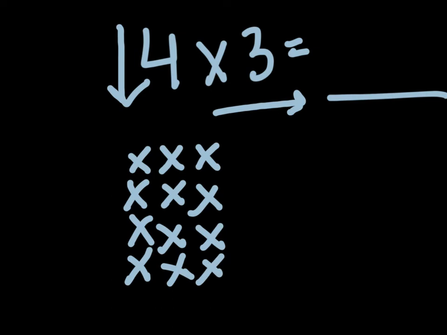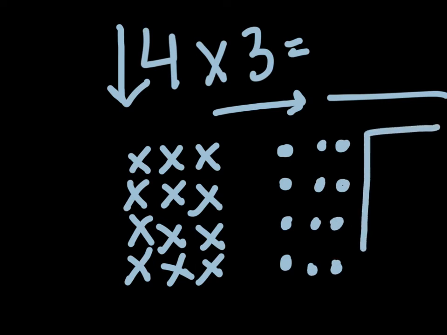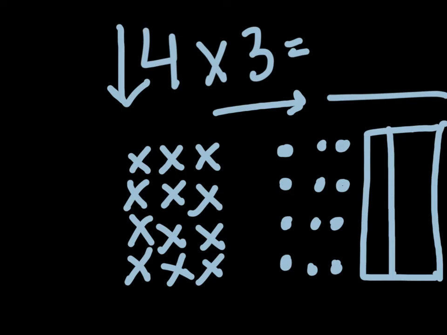That's one way to make an array. You can also make an array using dots. So you can make 4 dots down and 3 dots across. Or you can make squares. Personally, I think that the fastest way to make an array is to do the dots or the X's. But again, it's going to be a personal preference, whatever you choose to make. So this is showing you 3 different ways you can make the same array.